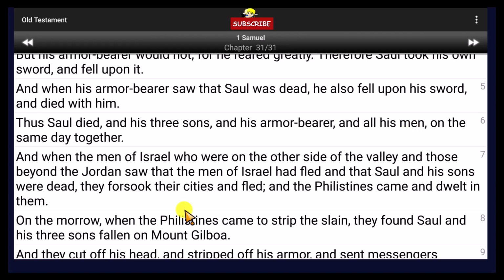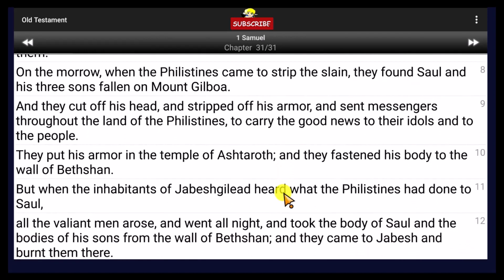All right. Now, verse 7. And when the men of Israel were on the other side of the valley, and those beyond the Jordan saw that the men of Israel had fled, and that Saul and his sons were dead, they forsook their cities and fled, and the Philistines came and dwelt in them. Wow.